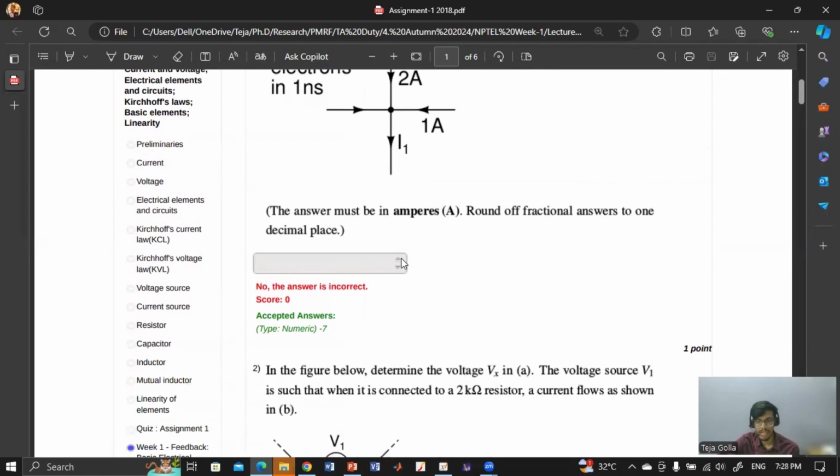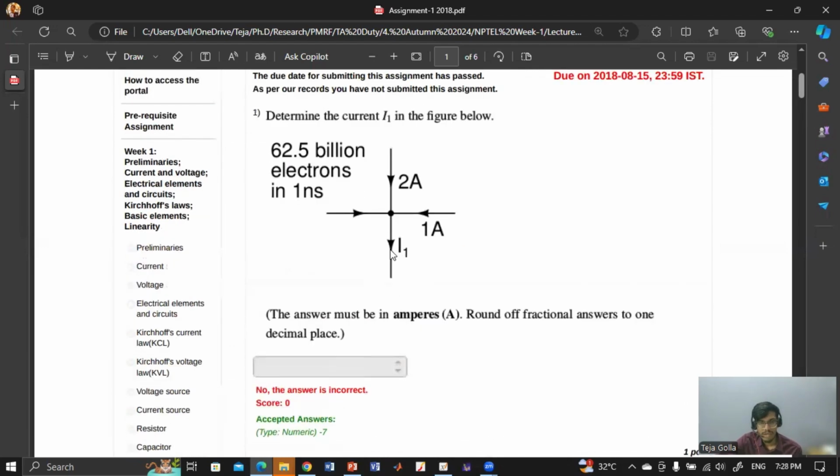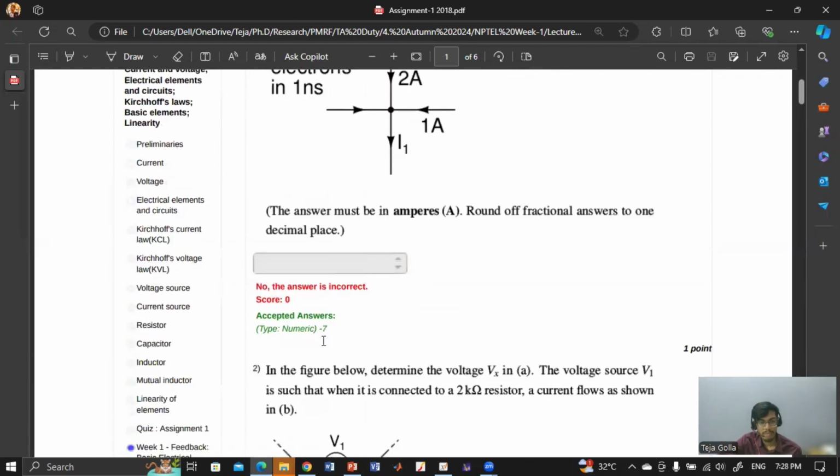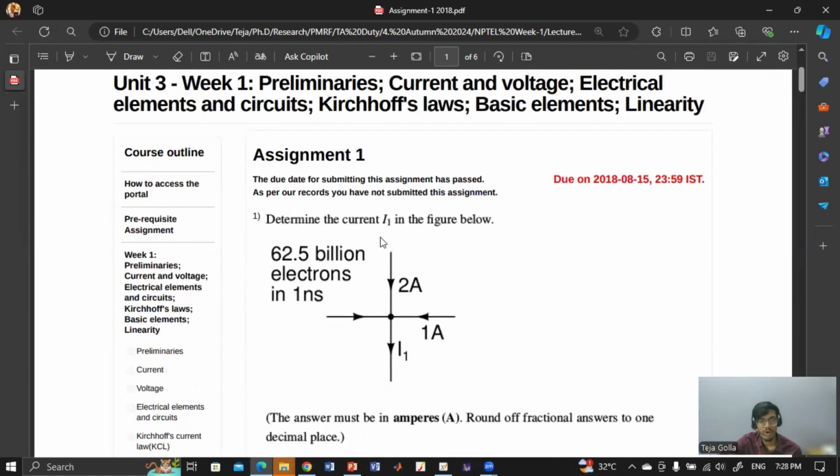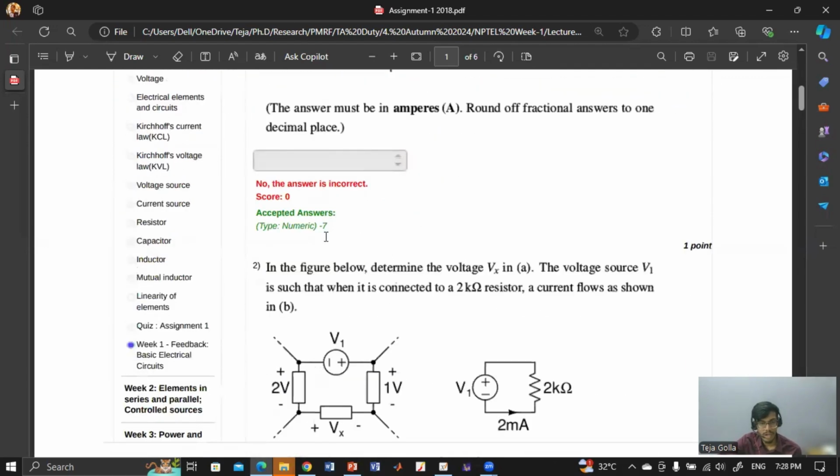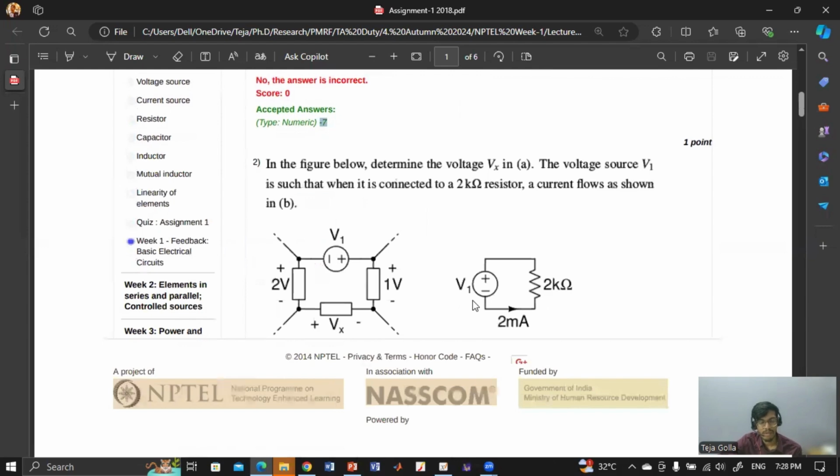So both direction and magnitude are important. So please be careful. If they have asked what is the magnitude of I1, then it becomes 7. If they have asked what is the value of I1, then you should also add this minus sign. Okay. Is that clear?